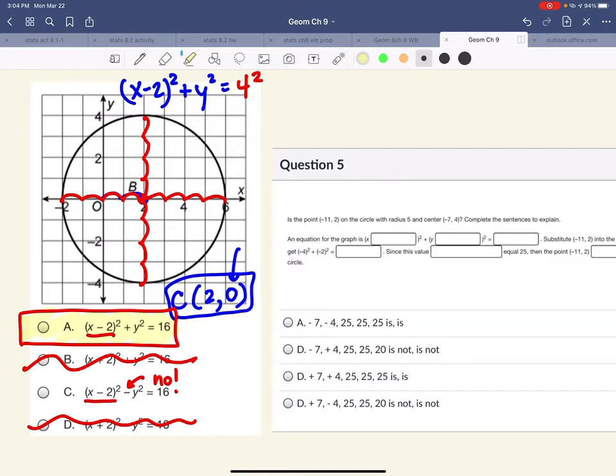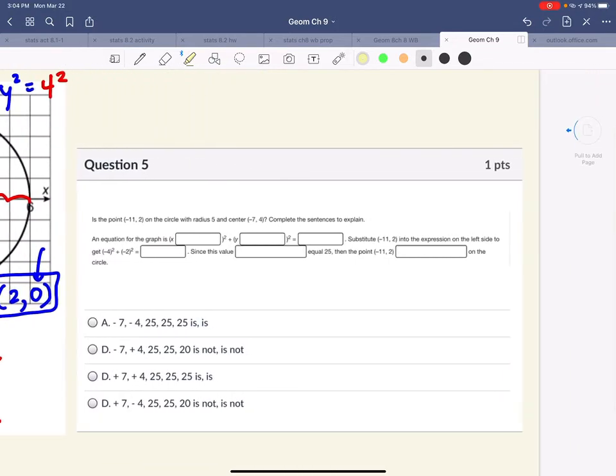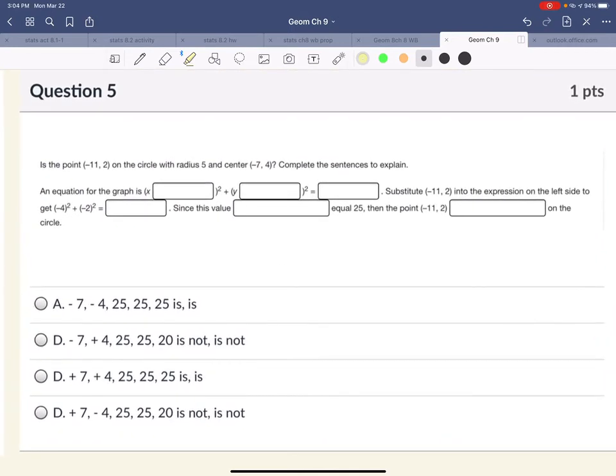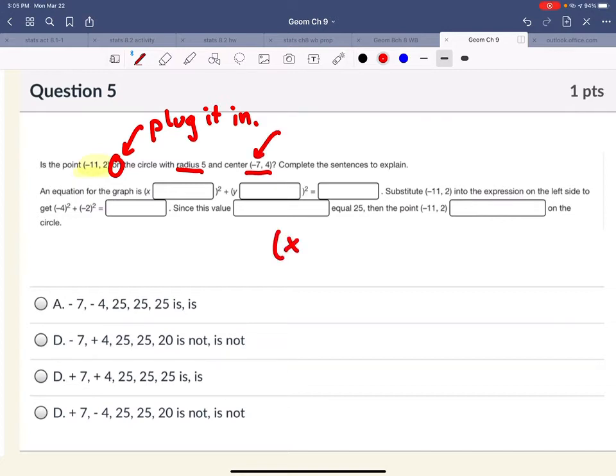Okay, this last one looks a little sneaky, so let's take this one piece by piece. Maybe you got all these other ones right, but you got number 5 wrong. So let's walk through it. It says, is the point 11, 2 on the circle? If we want to know if it's on the circle, we know we have to plug it in. Is it on the circle of radius 5, center of -7, 4? What we would do is set this up. Instead of -7, we'd put +7. For y, instead of +4, we'd put -4 squared. And our radius is 5, so this would be 5 squared.